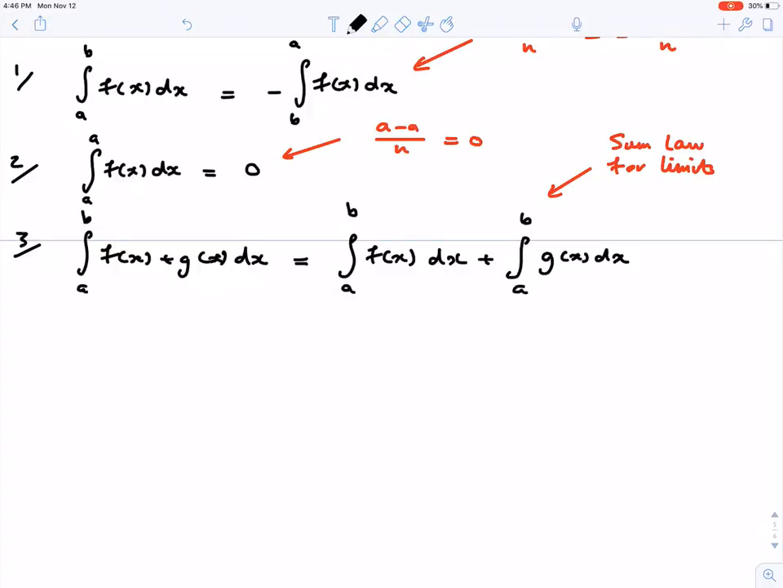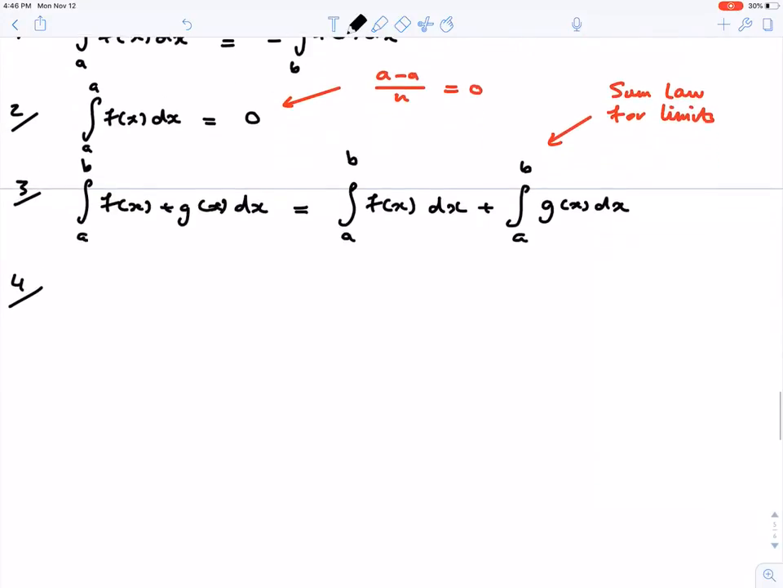4. Well, if I take the integral from a to b of a constant times f of x dx, unsurprisingly the constant can come out the front. Why is this? Well, it's because you're stretching or shrinking an area horizontally or vertically, sorry, so that's what happens to the area.